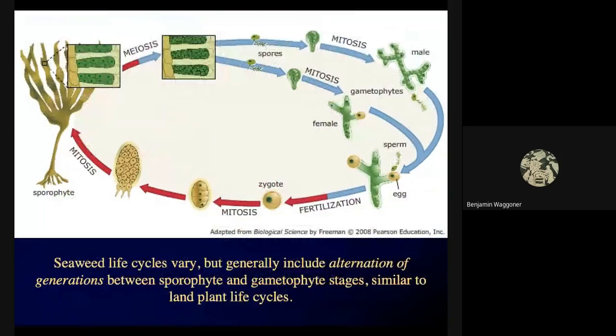Okay, seaweed life cycles vary a lot, but they generally include an alternation of generations. A large visible stage called a sporophyte that produces spores. The spores grow into very small gametophytes, and the gametophyte is what produces sperm and egg. Those fertilize to form zygotes, and the zygotes develop into new sporophytes. And it's the circle of life, right?